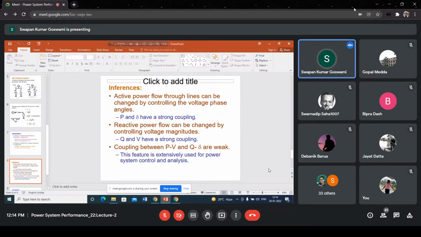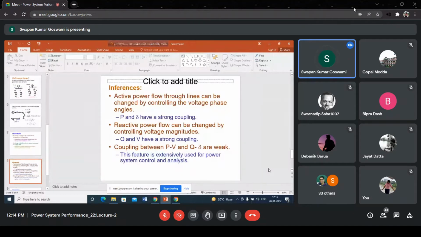That means if P is changed, delta is changed. If delta is changed, P is changed. So their coupling is very strong. And reactive power flow can be changed by controlling voltage magnitude. If you want to control the reactive power flow, you can control it by changing the voltage magnitude. That means Q and V have a strong coupling. The interdependence between reactive power and voltage magnitude is also very strong.